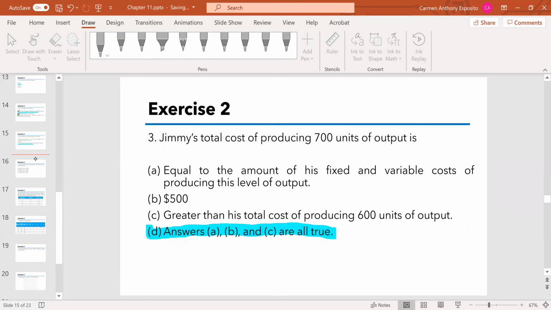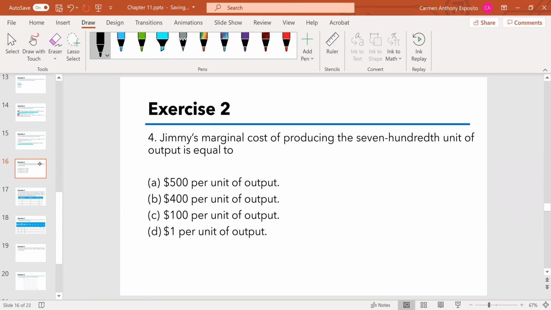So let's see if any of those match our answers. And it's D, $1 per unit of output. So these answer exercise 2.